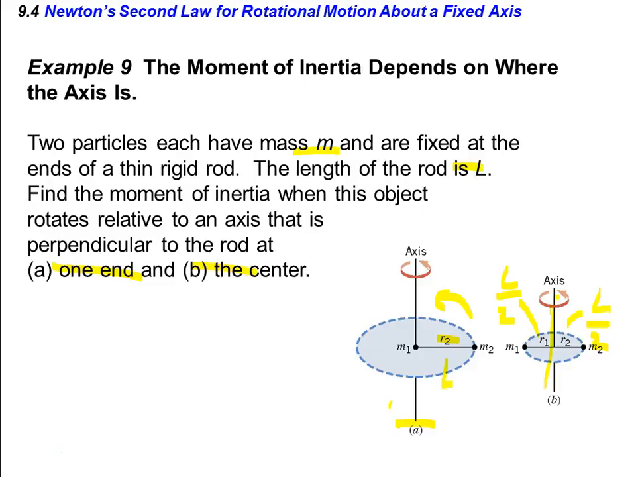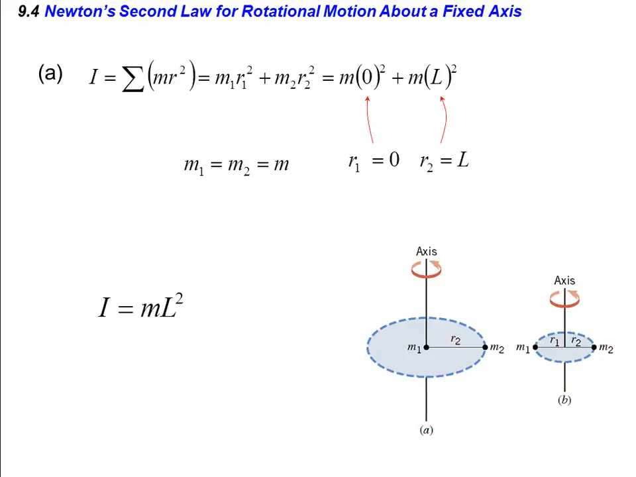Looking at the moment of inertia, we have to add up all the little masses times their distance from the axis of rotation squared. Looking at situation A, we have m1 times its radius squared plus m2 times its radius squared. m1 is at the axis of rotation, so its radius is 0, and that goes to 0. Whereas r2 is at a distance L away from the axis of rotation. So we see that our moment of inertia here is mL squared. This is a way for us to quantify its tendency to not want to rotate, or not want to change its rotation.